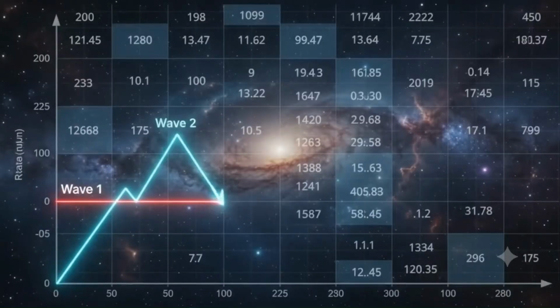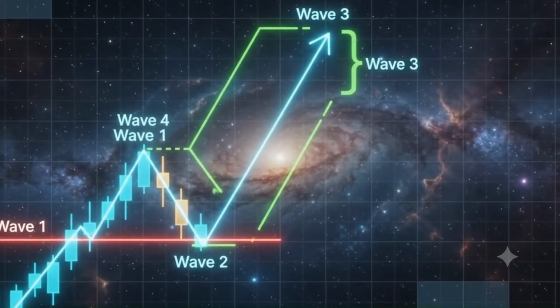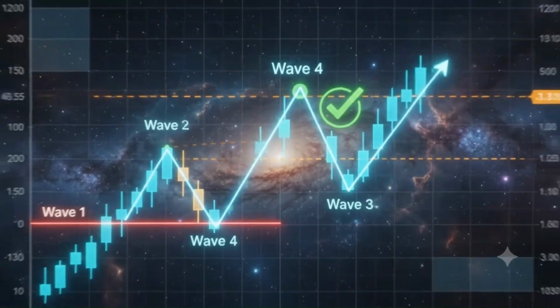1. Wave 3 is never the shortest. 2. Wave 4 never enters Wave 1's area. Now you can spot big trend Elliott moves.